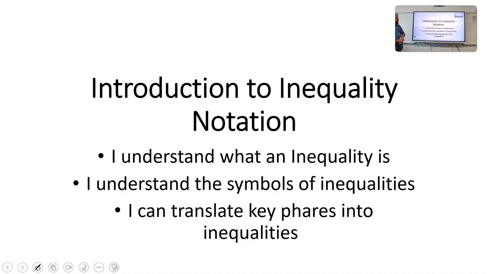All right, so hopefully this is a good start to be able to understand these goals. I understand what an inequality is. I understand the symbols of inequalities, and I can translate key phrases into inequalities. As always, reach out if you have any questions.